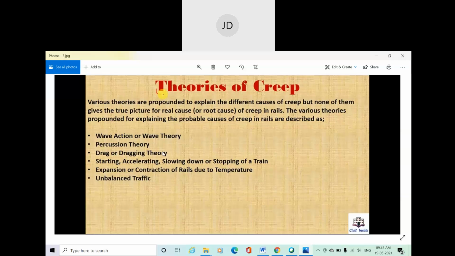The various theories for the occurrence of creep are wave action or wave theory, percussion theory, drag theory, the starting, accelerating, slowing down, or stopping of a train theory, and expansion or contraction of rail due to temperature or unbalanced traffic. These are the causes because of which creep occurs along the railway track. Now, wave theory we have already discussed, but we're going to discuss it again.